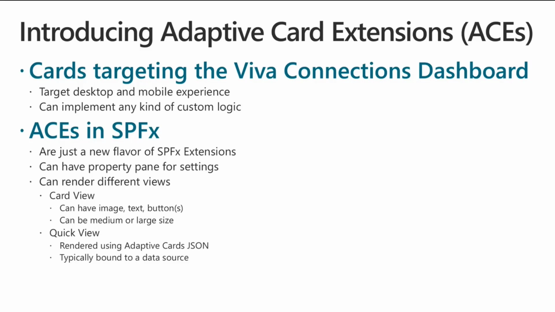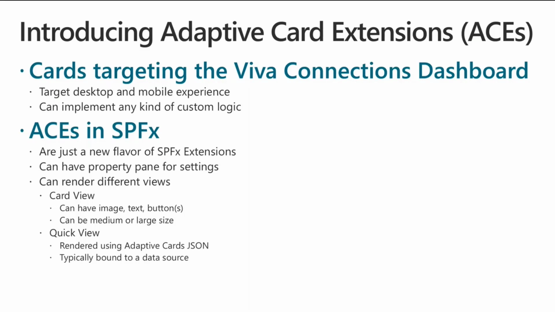The quick views are more complex, potentially more complex UI components, which will be rendered based on the adaptive card JSON syntax provided by Microsoft, not only for the adaptive card extensions, but generally speaking for a lot of, or most of the workloads that we have in Microsoft 365.